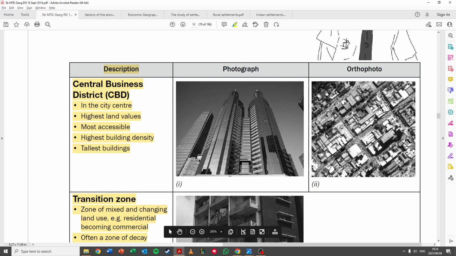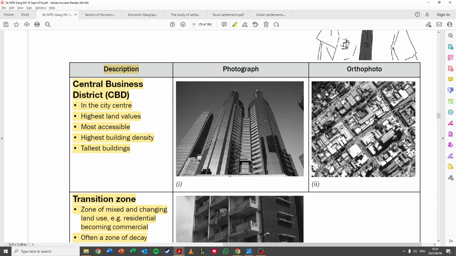Okay, then I'm not going to go through all of this. Actually, I have time, so I'm going to. The first one is the central business district. Now this is all the zones. For this, you need to be able to know what is going on in each zone. They can give you a specific case study, and you will also need to be able to identify it or answer a few things about it. Okay, so the first one is our central business district, or our CBD.